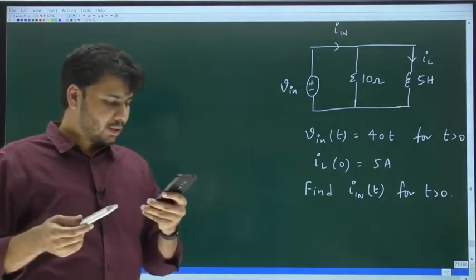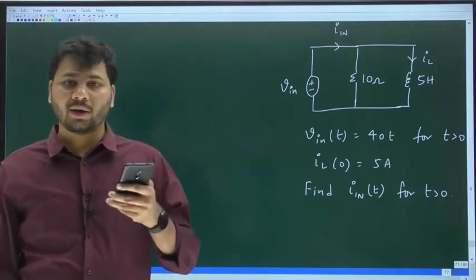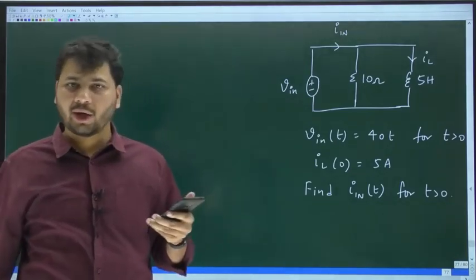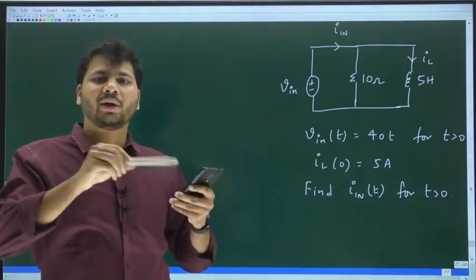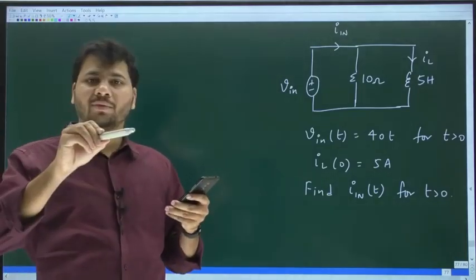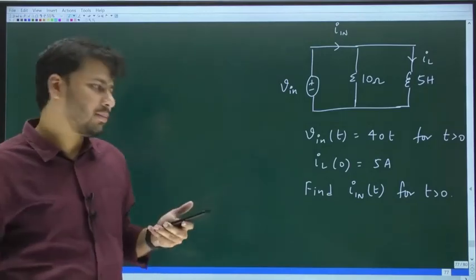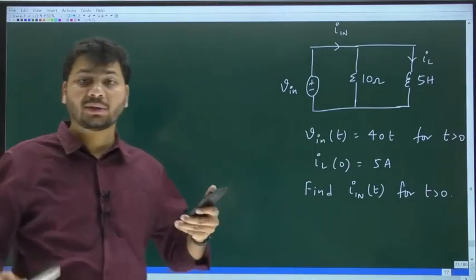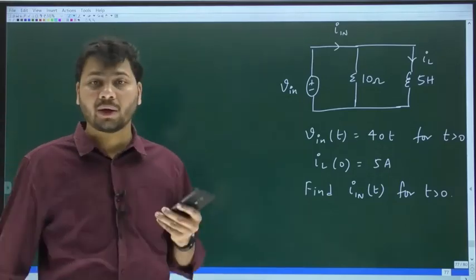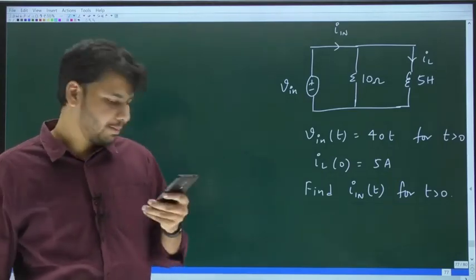So the input voltage, if you plot it versus time, will linearly increase with time. Anything that linearly changes with time is called a ramp. If it linearly increases with time, it is called a positive ramp, whereas if it linearly decreases with time, it will be called a negative ramp. But this one is plus 40t, it is definitely a positive ramp. Had it been minus 40t, then we should say the input voltage is a negative ramp.